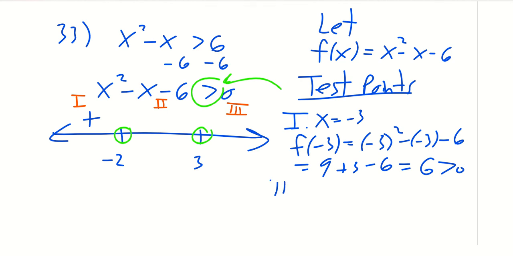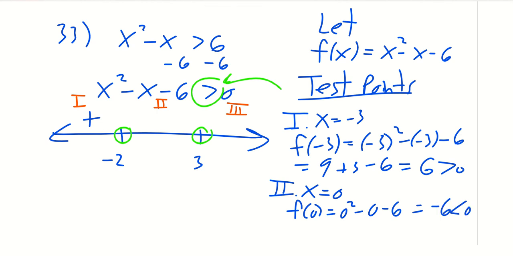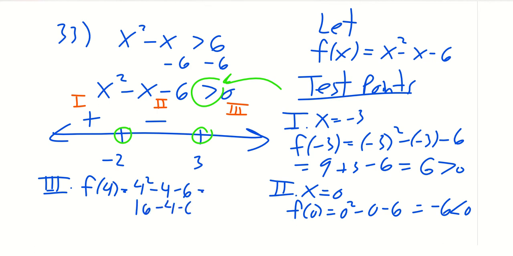Let's take a look at region 2. A good test point to use in there perhaps would be x equals 0. If I plug 0 into that function, we get 0 squared minus 0 minus 6, which is -6, which is less than 0. So in region 2, the function is negative. And if I pick a test point now in region 3, maybe something like x equals 4, f of 4 is going to be 4 squared minus 4 minus 6. That's 16 minus 4 minus 6, which is going to be positive 6, which is greater than 0, or positive.